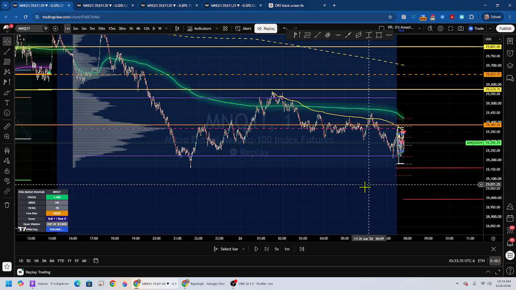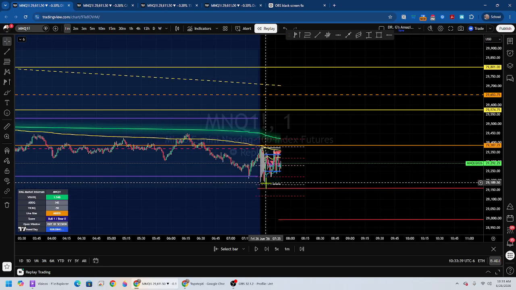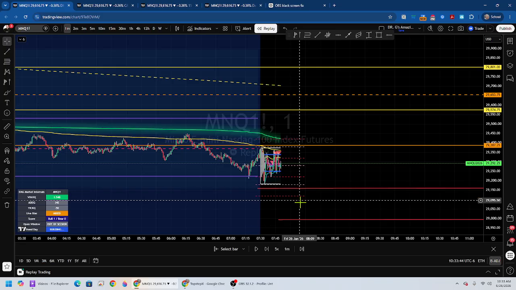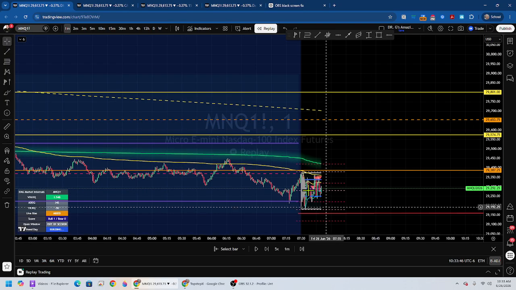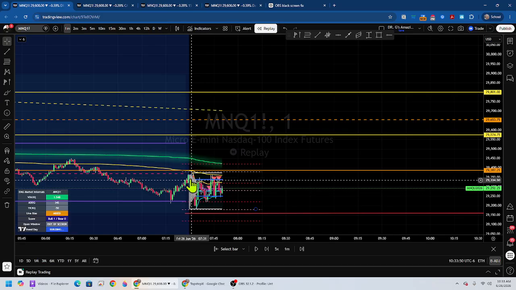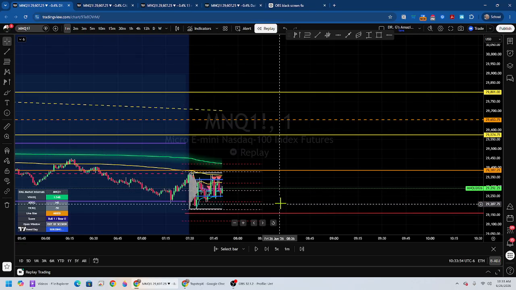Here's our negative 23. So if we lose this low of session VWAP, then we might be looking at some Fibonacci sequences going down. But so far, we're staying above here, and we're starting to make a small volume area, or value area, right here.